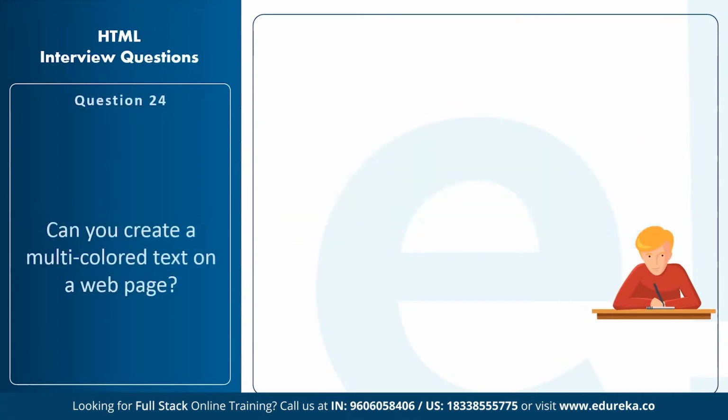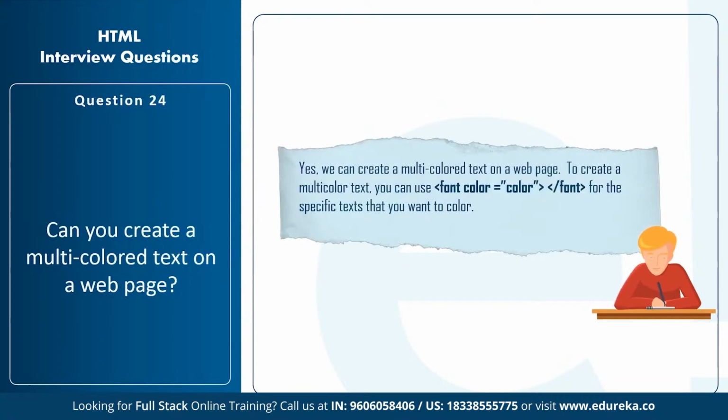Next up, can you create a multicolored text on a web page? The answer to this question is yes, you can create a multicolored text on a web page. In order to create this multicolored text, all you have to do is use the font color tag. You have the font tag, and inside that you specify the color that you want to use for your font. Suppose you want your font to be in red color. Inside the font color tag, you can specify the color to be red. And in this way, you can provide different colors to the different texts present in the web page.